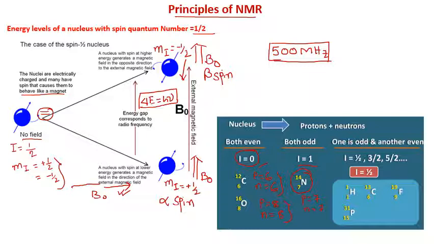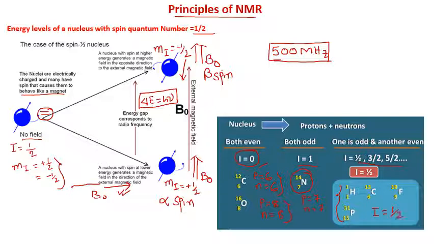There is another type of scenario when one of the numbers is odd and the other is even. For example, nuclei like 1H, carbon 13, 19F, where either the proton or neutron number is odd, they have a nuclear spin of half-integer value: 1 by 2, 3 by 2, 5 by 2. Among them, some nuclei have a nuclear spin of 1 by 2, for example proton, carbon 13, 19F, 31 phosphorus.